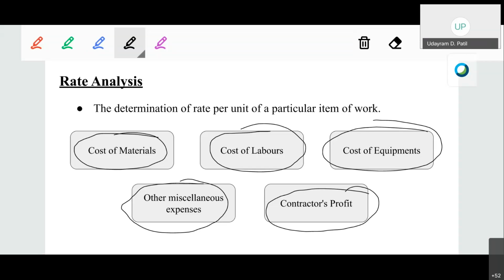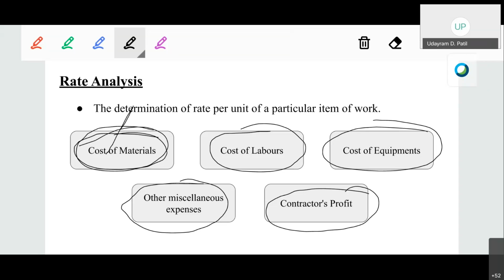Suppose I have to construct a 10 meter cube of brickwork. So first, what I'm going to do, I'm going to calculate the cost of the materials, meaning the number of bricks required, the quantity of mortar required, the number of cement bags, the quantity of fine aggregate. Then from that particular material required for the 10 meter cube, I'm going to calculate the cost of those particular materials.